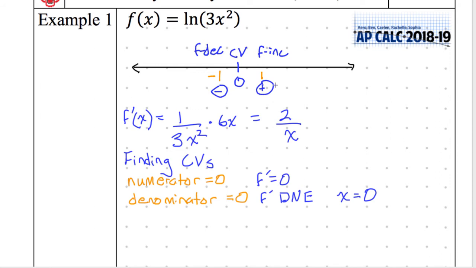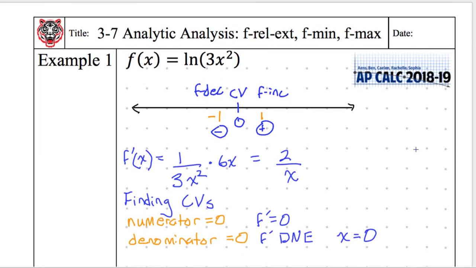All right, so if I want to find f relative extrema, what is the definition of that first of all? F prime sign change. Okay, and therefore, f minimum is a subtype of f relative extrema, which is what? When the f prime goes from negative to positive. Yep, and then f max is when f prime goes from positive to negative.